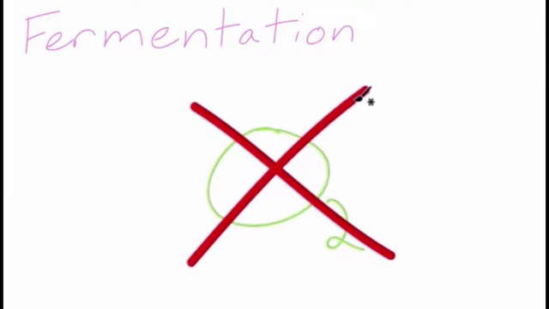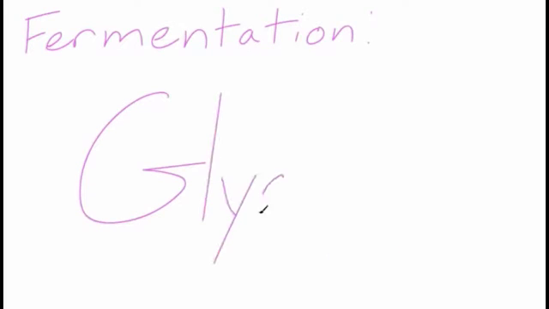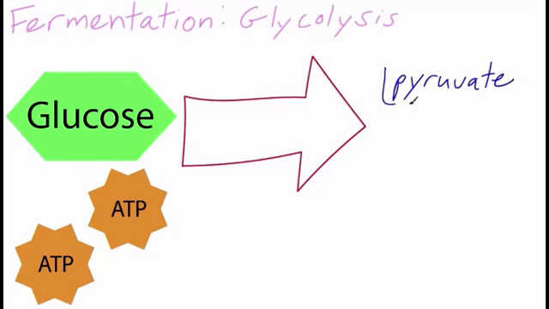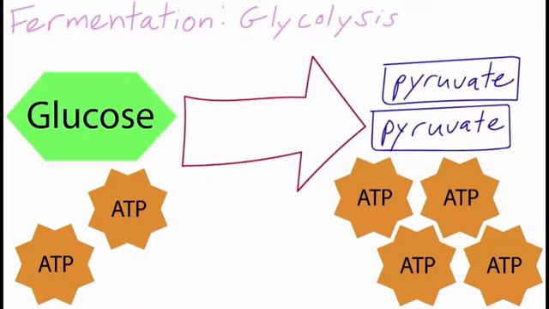Fermentation is an anaerobic process because oxygen is not required for it to occur. But fermentation is not the same as anaerobic respiration. The first step in fermentation is glycolysis. Just like in cellular respiration, the cell breaks down a molecule of glucose to form 2 ATP and 2 pyruvates. What happens next is where fermentation and respiration differ.